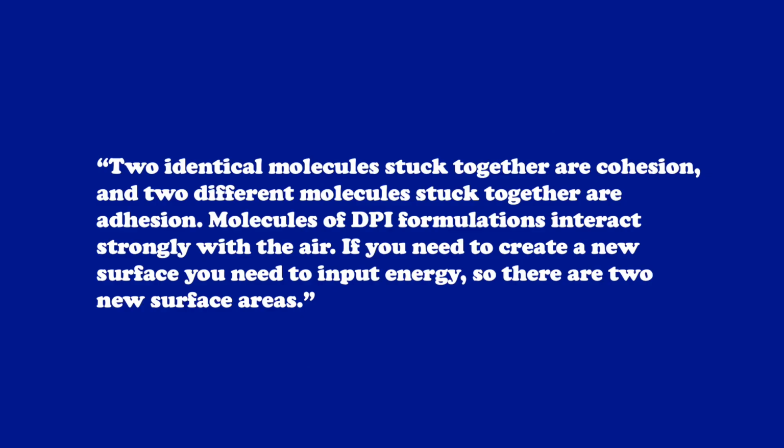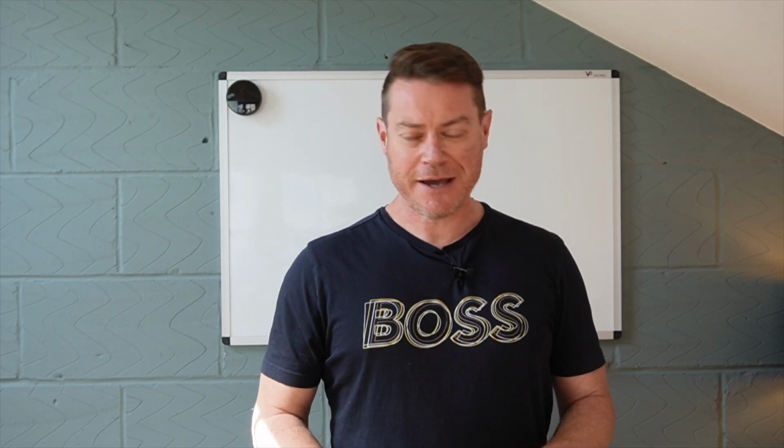The student's written, two identical molecules stuck together are cohesion, and two different molecules stuck together are adhesion. Molecules of DPI formulations interact strongly with the air. If you need to create a new surface, you need to input energy. So there are two new surface areas. Now, there's a number of things wrong with that answer.